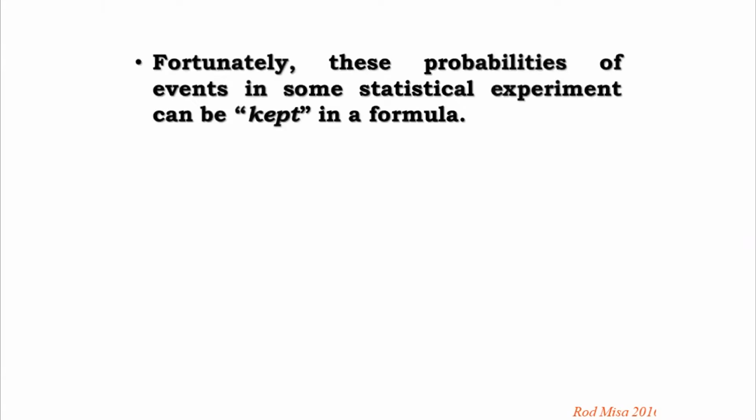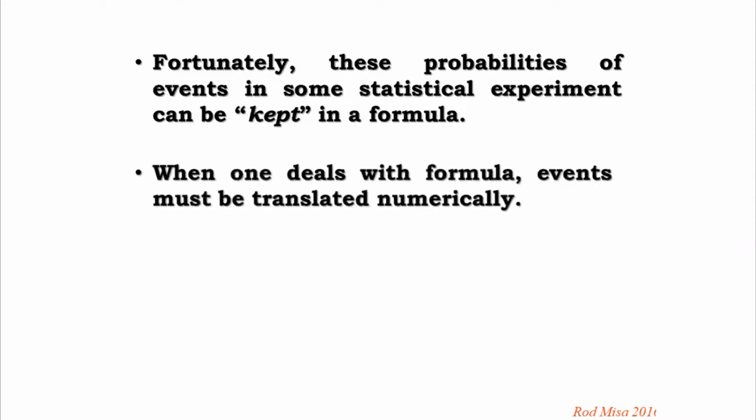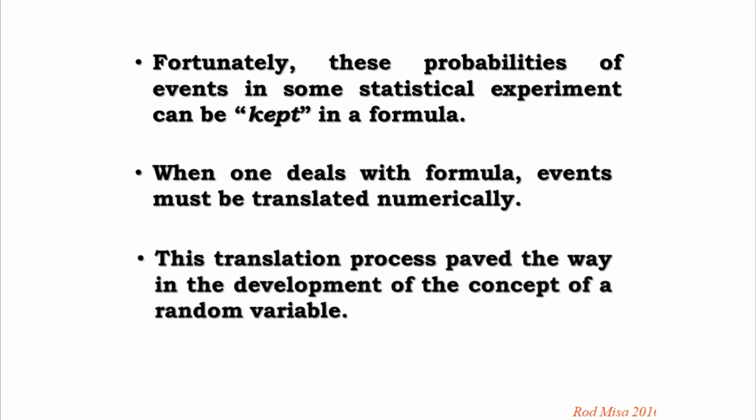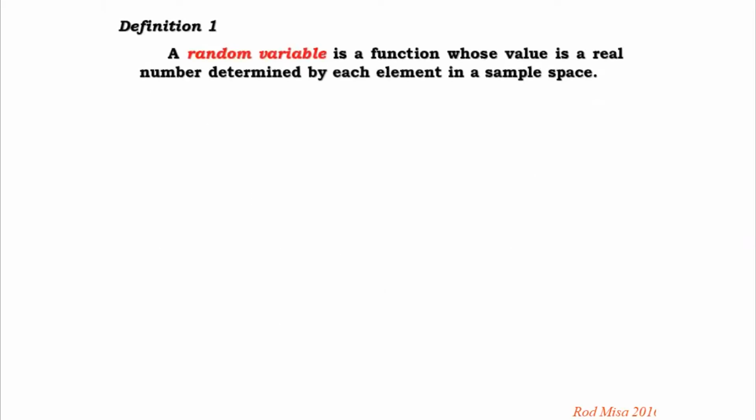Fortunately, these probabilities of events in some statistical experiment can be kept in a formula. When one deals with a formula, events must be translated numerically, and this translation process paved the way in the development of the concept of a random variable. So, what is a random variable? A random variable is a function whose value is a real number determined by each element in a sample space.